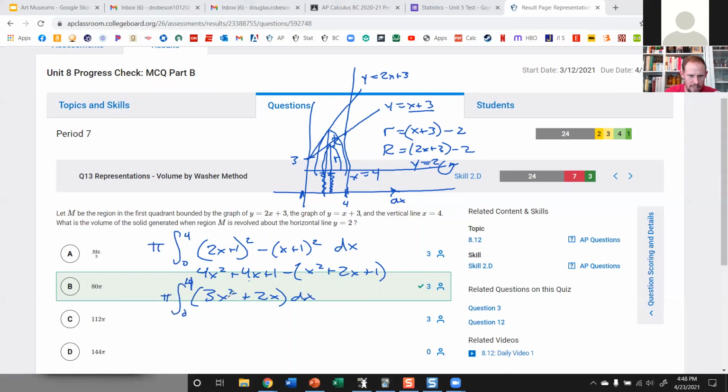My 4 just looks like a 9 there. So if we integrate that, we get 3x cubed over 3 plus 2x squared over 2 times a pi out front from 0 to 4. The 2's cancel. The 3's cancel. Isn't that nice? If we plug in 4, we're getting 4 cubed is 64. So we get pi times 64 plus 4 squared is 16. Minus plugging in 0, we're going to get 0. So really, it's just 64 plus 16, which is 80. 80 pi. There it is, 80 pi.